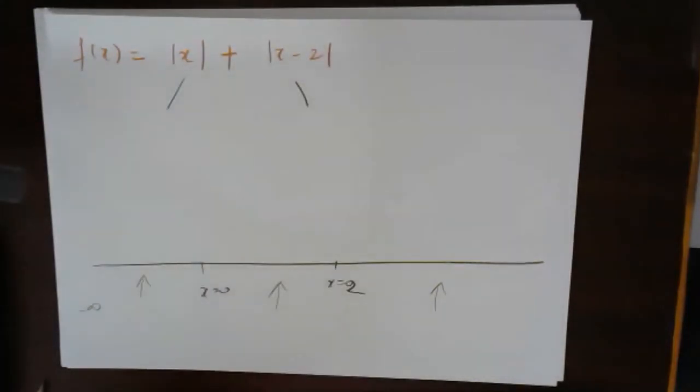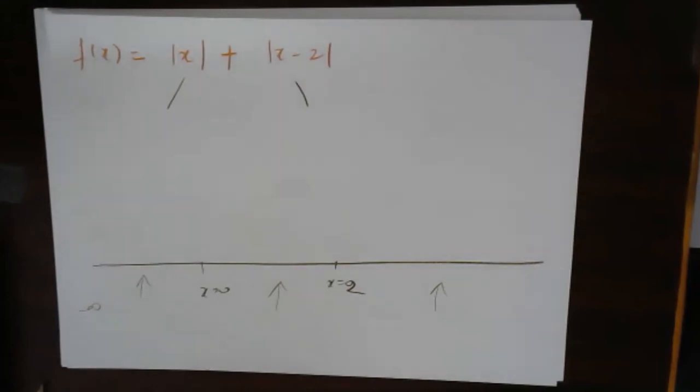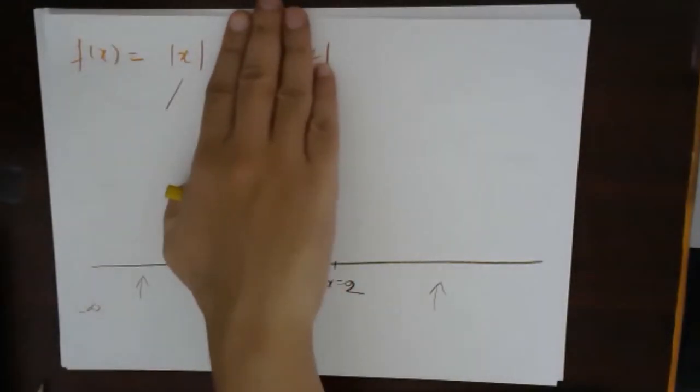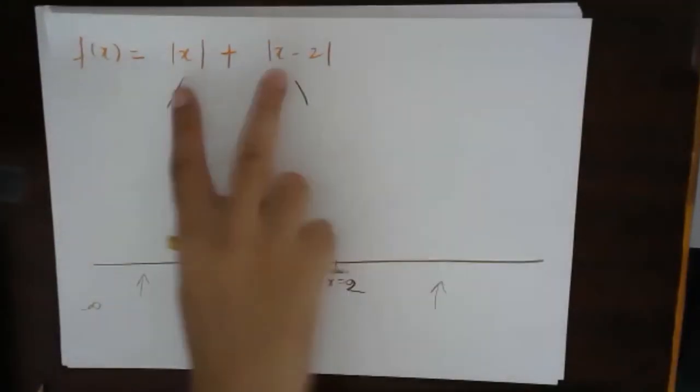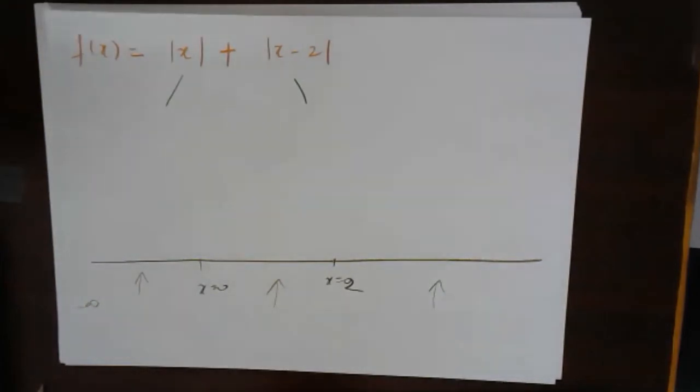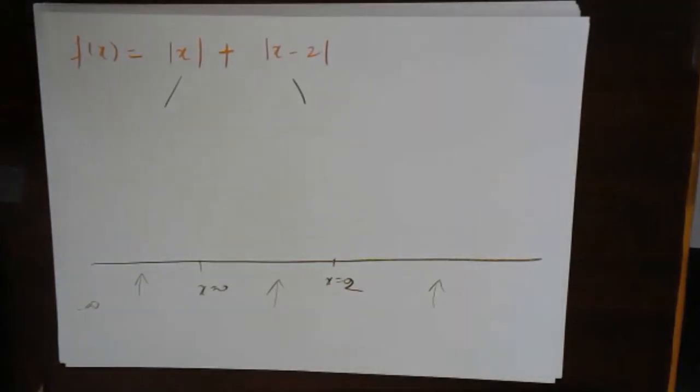Suppose if we had 3 points, then how many divisions would we have got? We would have got 4 divisions. If we had only 1 point, how many divisions? 2, as we have seen in the previous case. Suppose we had 10 points, 10 different modulus function parts divided like this, then we would have got 11. Understood? So we have 2 points, so we will have 3 divisions.